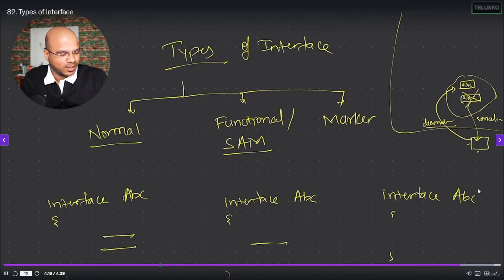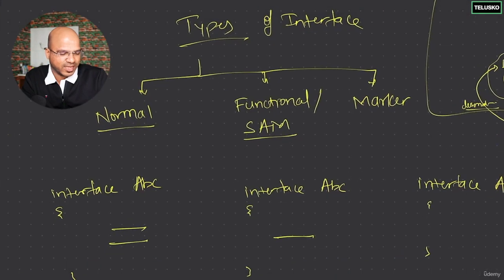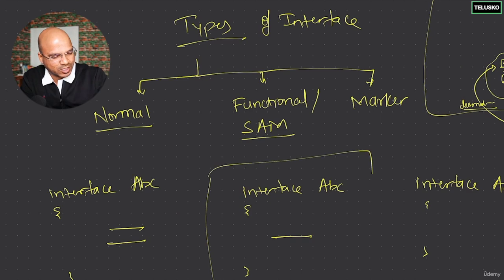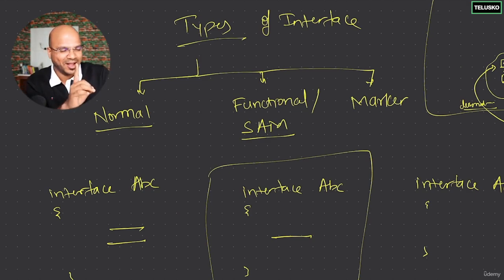So what is a normal interface? It has two or more methods. The functional interface or SAM only has one method. Now this is actually important for the upcoming videos, so try to understand this. Every time you have an interface which has only one method, we can use some extra features with it. What are those features? We'll see that in the next video.